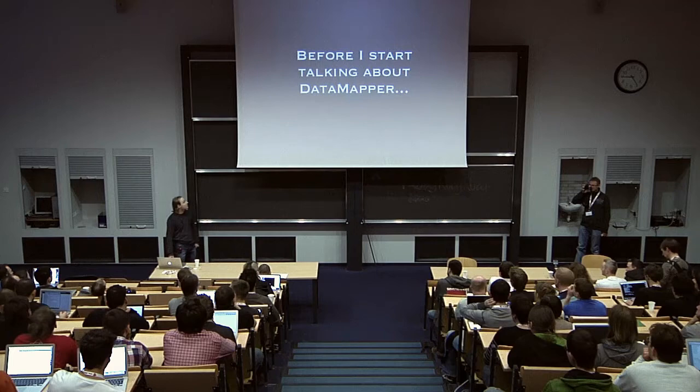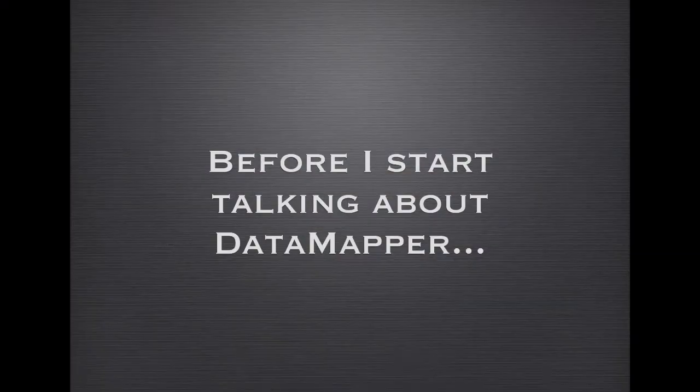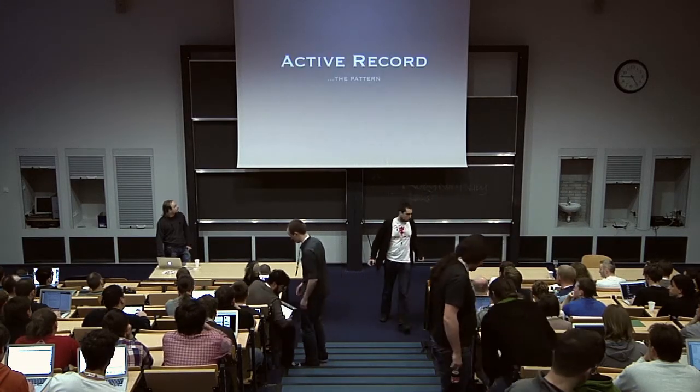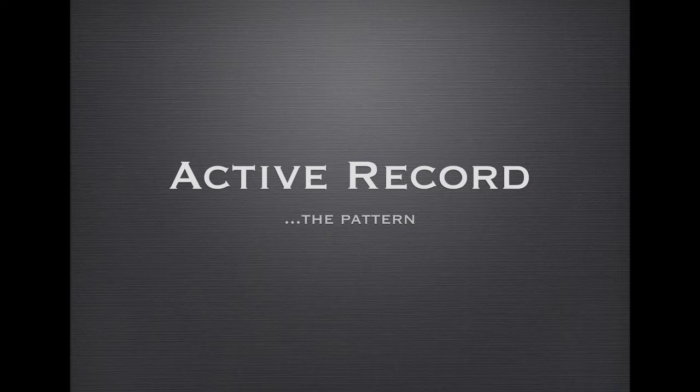So before I start talking about DataMapper, I actually want to give you some kind of theoretical background so that you understand our motivation behind working hard on a DataMapper implementation in Ruby. Let's start with active record as the pattern, which is described by Martin Fowler. He writes that active record is an object that wraps a row in a database table or view, encapsulates the database access, and adds domain logic on the data.